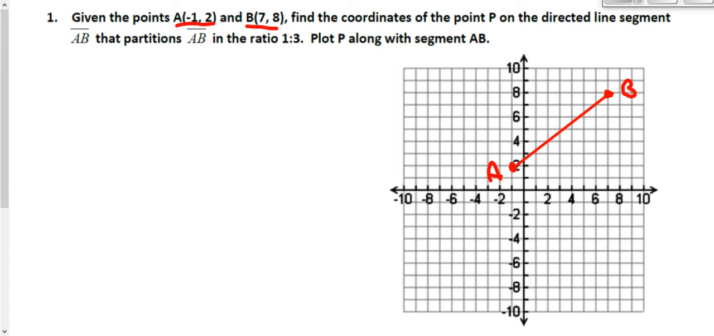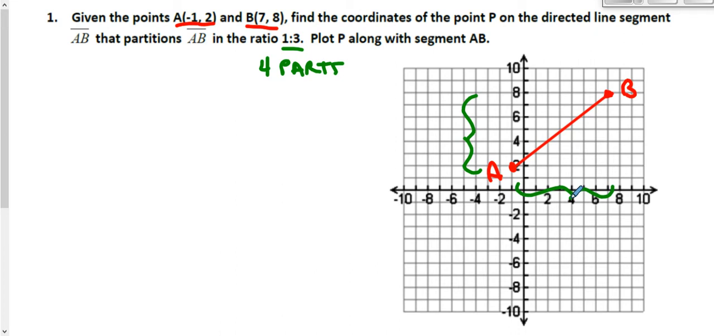We need to split this according to this ratio, 1 to 3. That means that 1 piece is going to be to the left of my partition and 3 pieces are going to be to the right. So altogether, I need to split this into 4 parts. So in order to split the segment into 4 parts, I need to take the total rise and split that into 4 parts, and then I need to take the total run and split that into 4 parts.